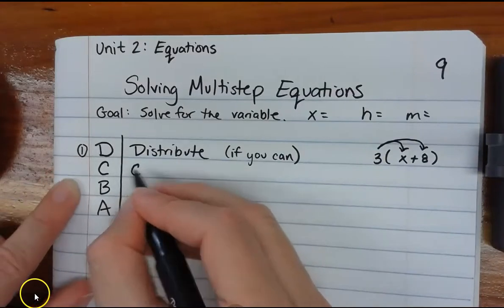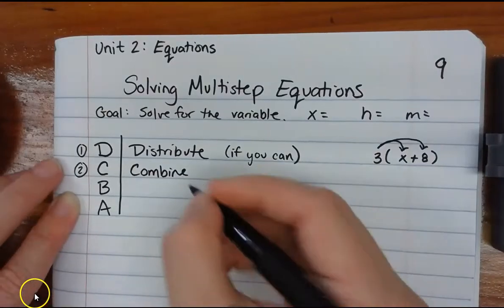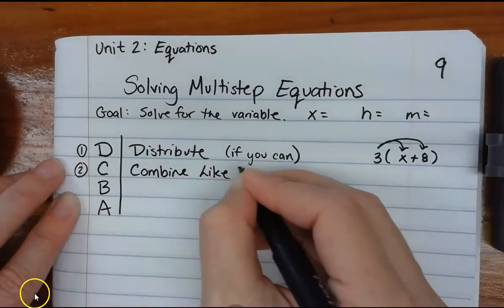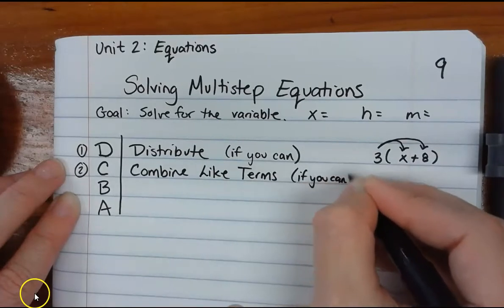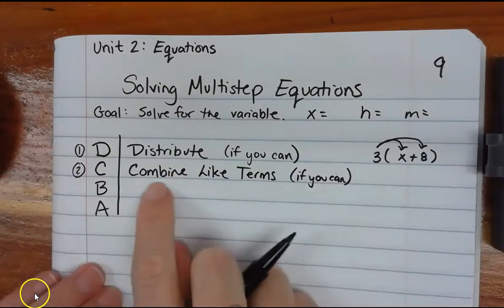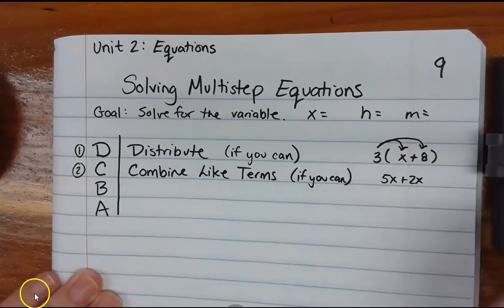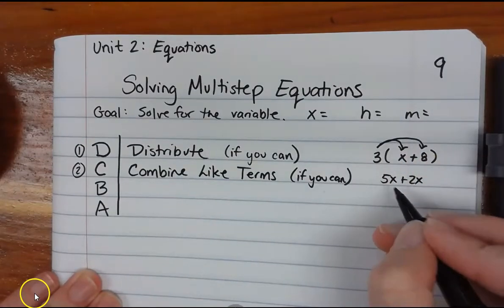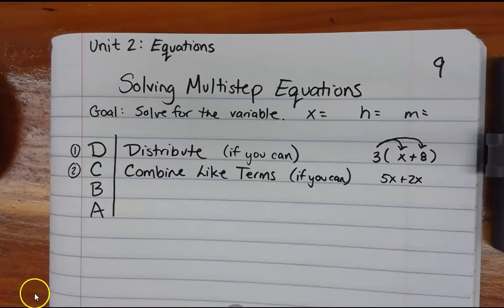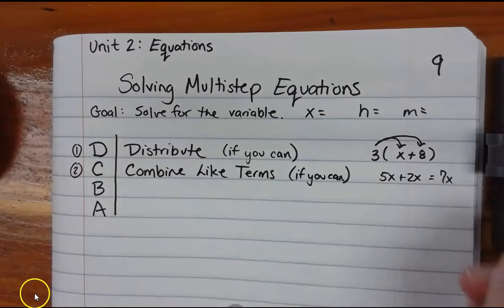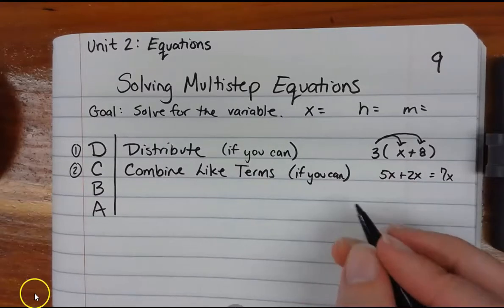The letter C, and that's going to be step 2, stands for combine like terms. And again, this is an if you can step. It's not always going to be possible. But by combining like terms, I mean if you have something like 5x plus 2x, we're going to go ahead and say that that is 7x's, right? If you have 5x plus 2 more x's, that's 7x's. And so if you can combine like terms, then you should go ahead and do that. That goes for numbers as well. If you have the numbers 5 plus 2, you should go ahead and combine them to be 7.